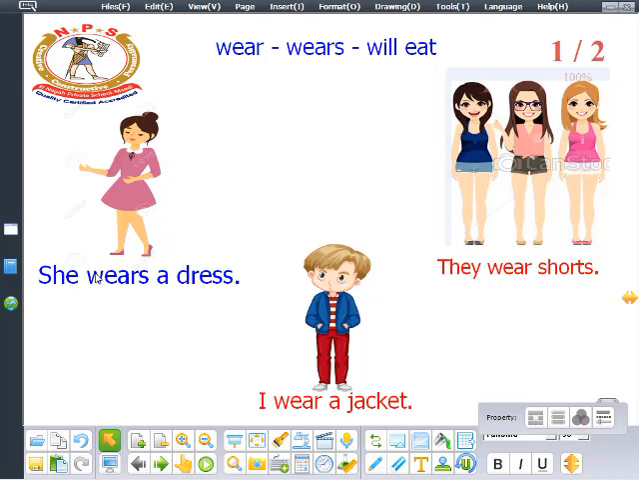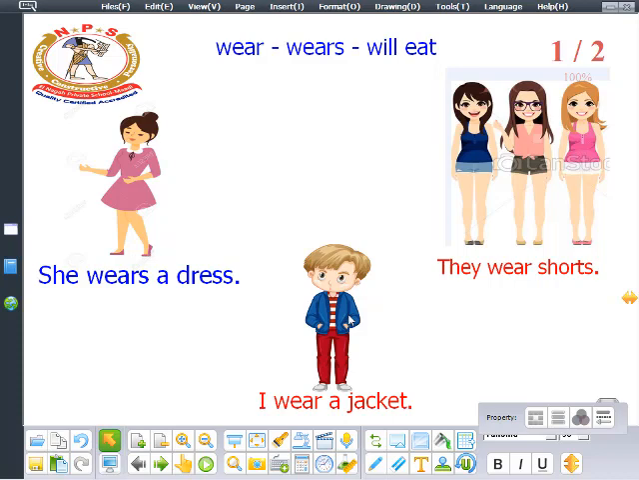Well, but when I talk about myself, this is me, and now I talk about myself, I say what? I say, I wear a jacket. I what? Wear a jacket. Wear with S or wear without S? Wear without S. There's no S with I. When I say I, no S. So I say, I wear a jacket. That's a jacket. So I say, I wear.